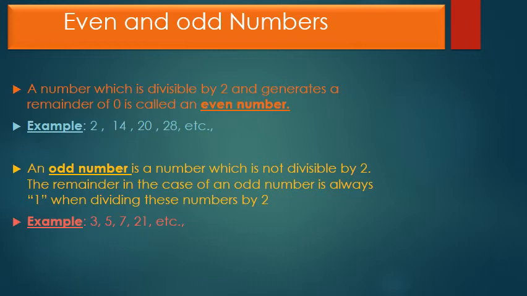Let's look at 7. Can I divide 7 by 2? Yes, I can, but the answer will have a remainder of 1 because 2 goes 3 times into 7 and leaves a remainder of 1. Likewise, that is how you find odd numbers.